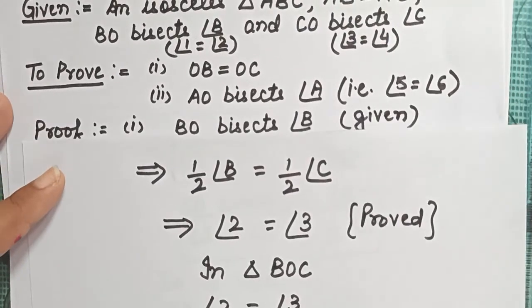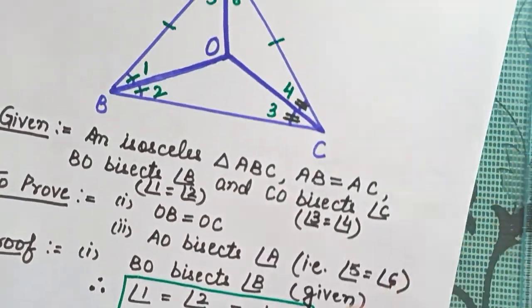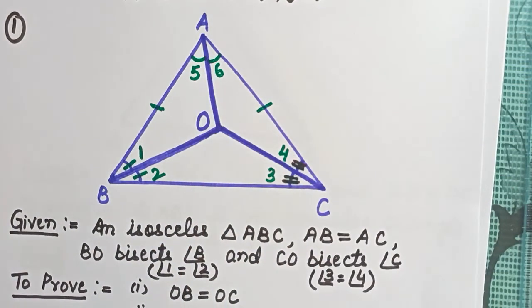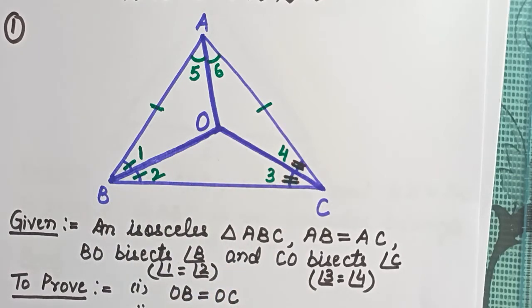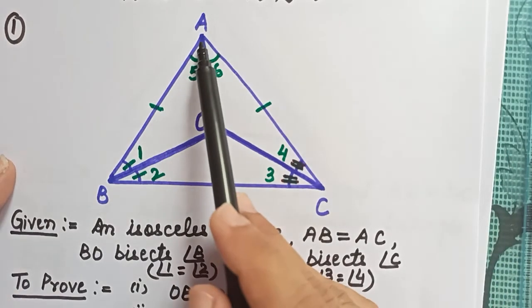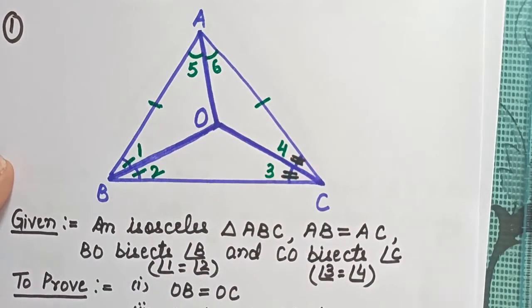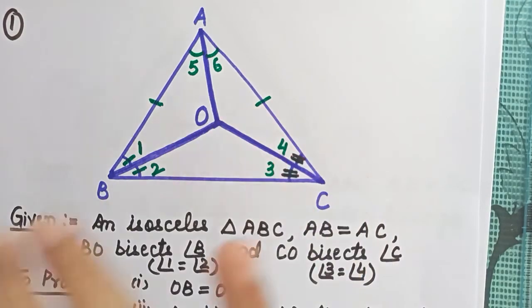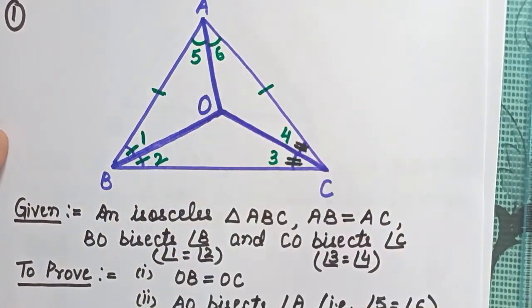Now the second part is to prove AO bisects angle A. This we are going to prove by congruency. If I take triangle AOB and triangle AOC, in these two triangles we have already proved OB is equal to OC. Then OA is common, and AB and AC are equal, it is given. So by SSS congruency rule, the two triangles are congruent. After proving that these two are congruent, we can say that 5 and 6 are equal.